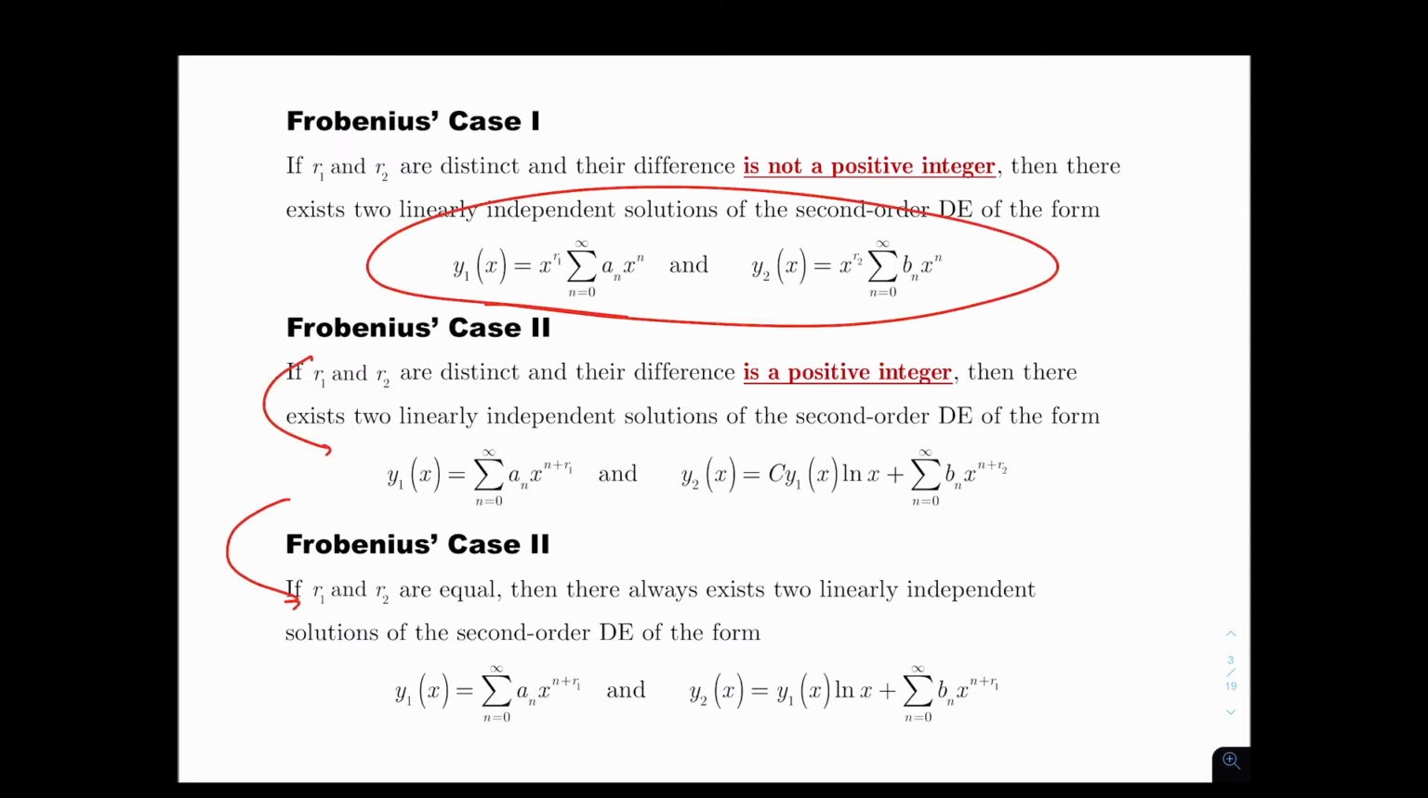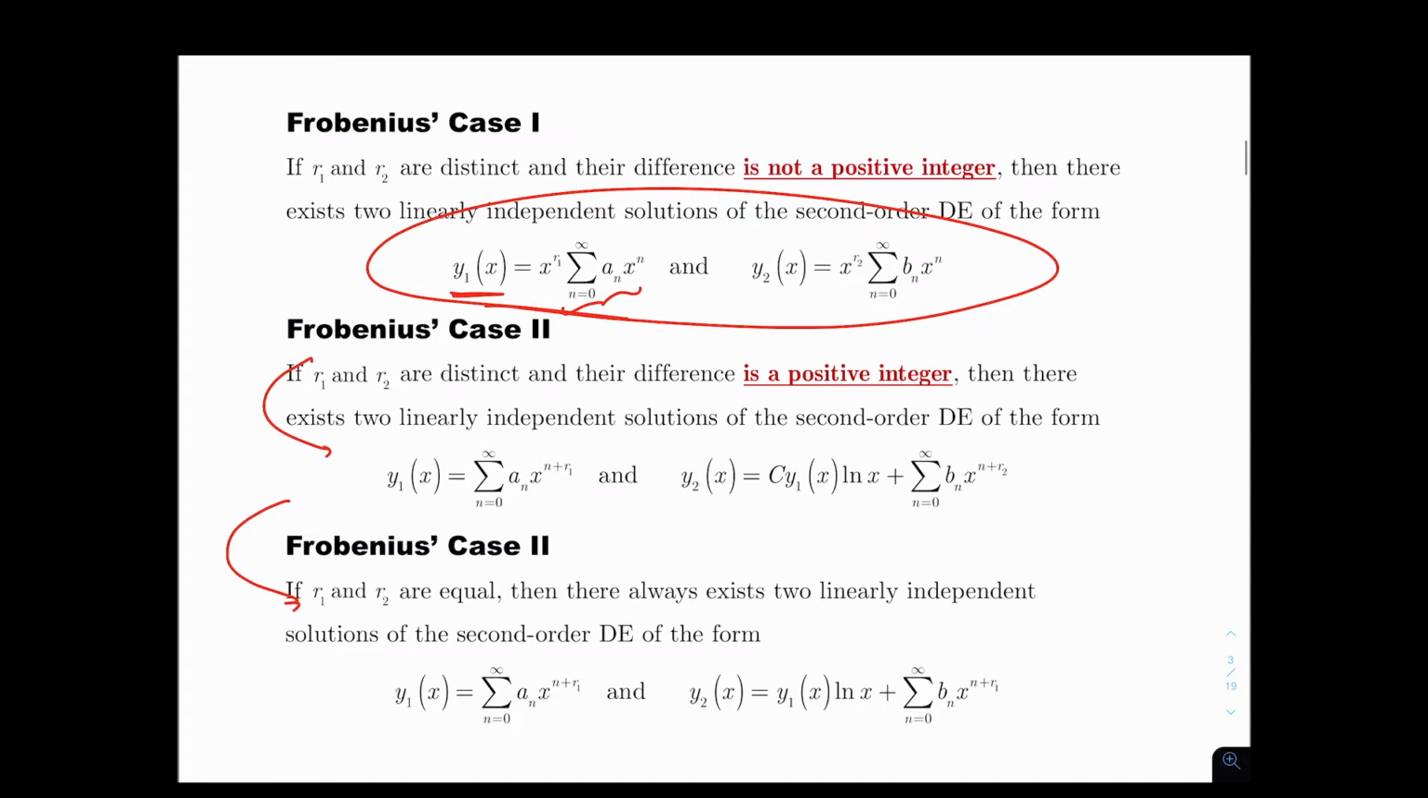So what we'll do is we'll work on examples where once r1 and r2 are determined, you'll realize that their difference is not a positive integer. So you'll know that your solution y1 is going to be the regular good old-fashioned solution used for ordinary points, and you just have an x to the power of r1 outside, and you have an x to the power of r2 outside for the other power series solution. And we'll show you how r1 and r2 are going to be found.